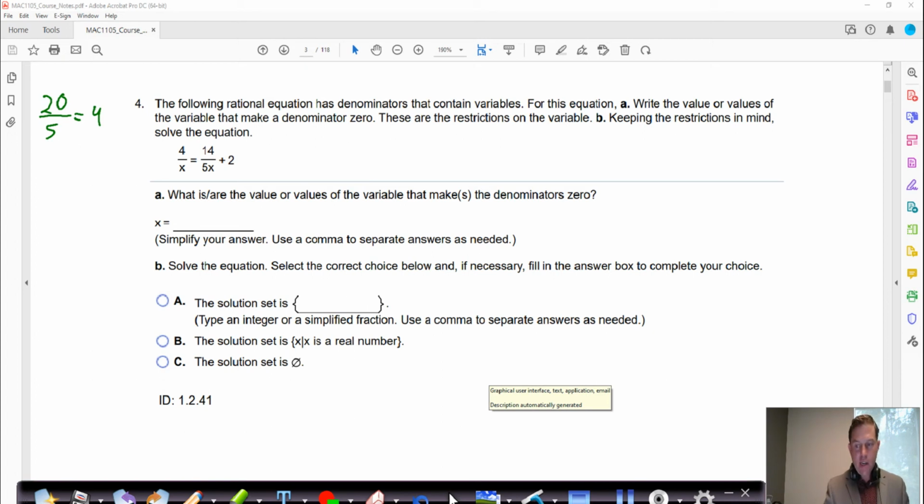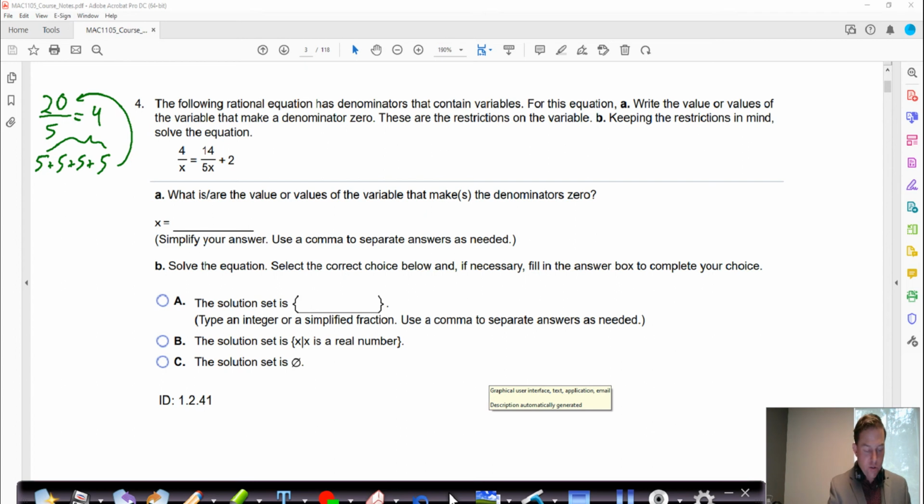Division asks how many times does 5 go into 20. So how many 5s do I have to add together to equal 20? So the answer is 4, because if I take 5 plus 5 plus 5 plus 5, I get 20. There are 4 of them. Okay, so just a refresher on what division means.